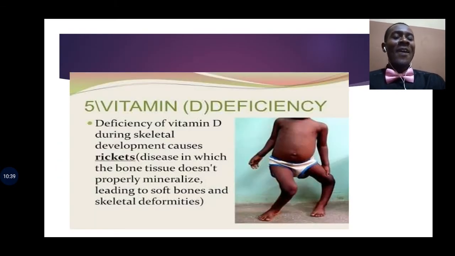All right? Now, this is another shape that the skeletal structure of a child can take when he or she lacks vitamin D. The deficiency of vitamin D during skeletal development causes rickets, a disease in which the bone tissue doesn't properly mineralize, leading to soft bones and skeletal deformities. Remember what I told you, that it will not allow calcium to be well deposited in the bones, and that is the cause of this softness of bone and the deformity of the skeletal system.